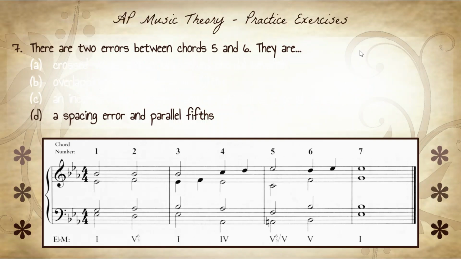Correct answer is D. The two errors in chords 5 and 6 are that the spacing between the soprano and alto is too large, and there are once again parallel fifths between the tenor and the alto.